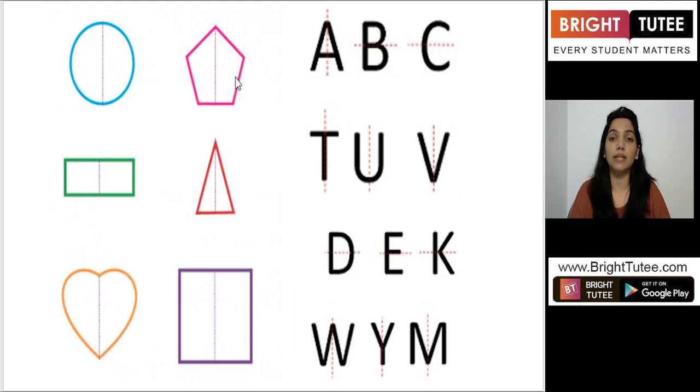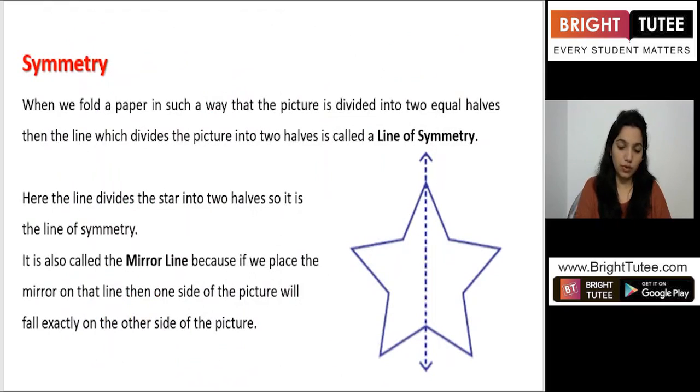Now look at the next image. Similarly, you can see in a pentagon, in a rectangle, in a triangle, in this heart shape, in the square. And similarly, you can see the images of these alphabets. All the lines that you see which are dividing all these images and alphabets into two halves, we call it the line of symmetry. With this, let us see how we can define symmetry. It says, when we fold a paper in such a way that the picture is divided into two equal halves, then the line which divides the picture into two halves is called the line of symmetry.